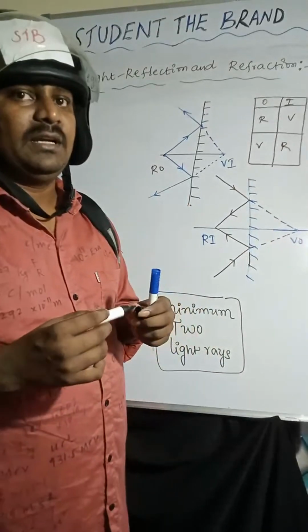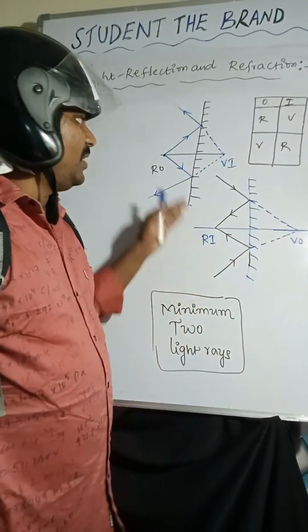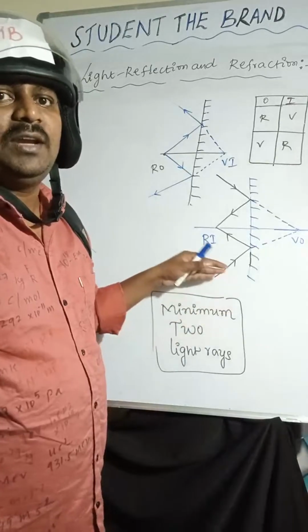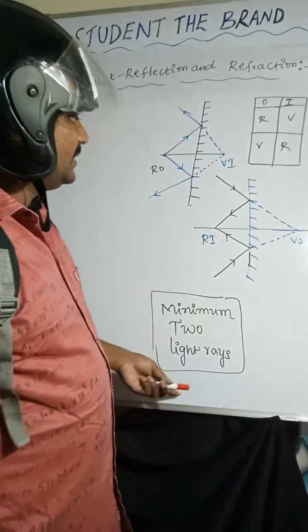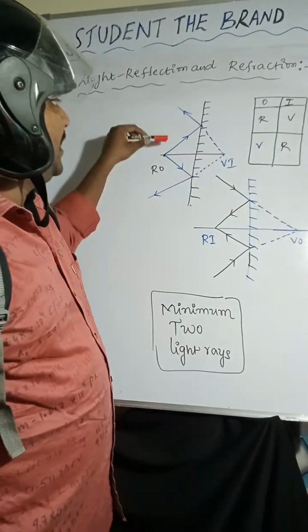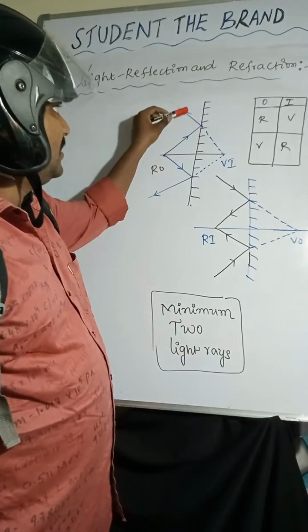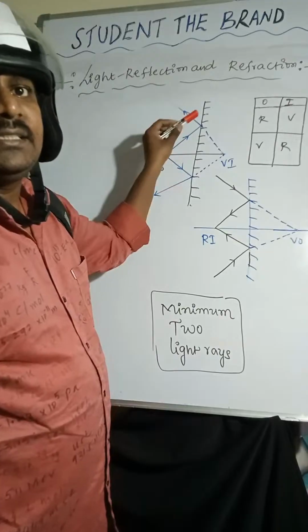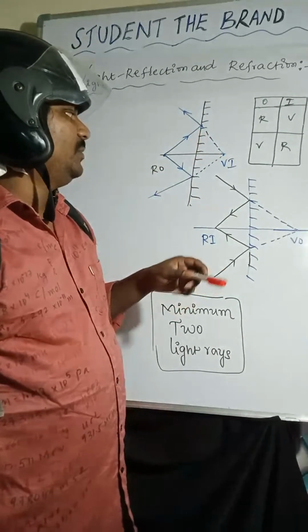Once again observe that. Minimum light rays required to form the image of the object is 2. From here, light rays are coming; after reflection, those are moving away. If we extend these reflected light rays, the extended reflected light rays meet at one point. Their image is forming. That's a virtual image.